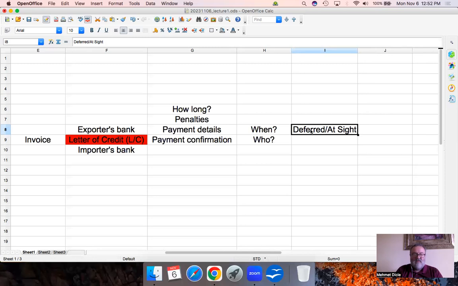However, it's important for you to understand the definitions here, that the letter of credit can be a deferred letter of credit, or letter of credit with a deferred payment, or letter of credit with at-site payment. And deferred payment refers to the exporter allowing the importer a number of days to pay after delivery, and at-site payment requires the importer to pay immediately upon delivery.